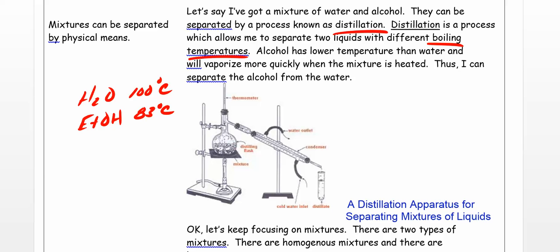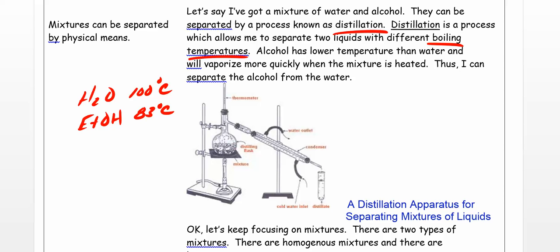The idea is that I'm going to use the Bunsen burner and the thermometer to help me determine a temperature above the 83, above the boiling temperature of the ethanol, but below the 100. What's going to happen is that the ethanol will begin to vaporize. It'll hit that thermometer right there at that junction, and it will fall this way.